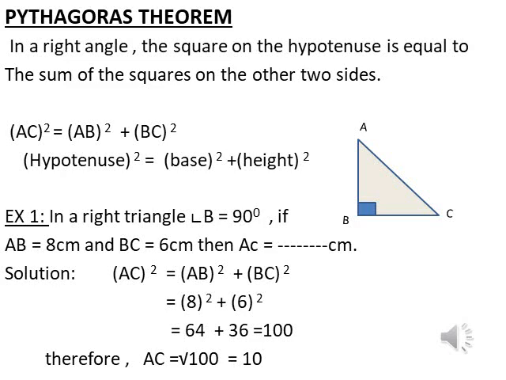Now, this theorem is not here for a proof; we only have to use it as an application. Now let us apply the theorem in this example. In a right angle triangle, angle B is 90 degrees. If AB is 8 centimeters and BC is 6 centimeters, then we want to find AC.